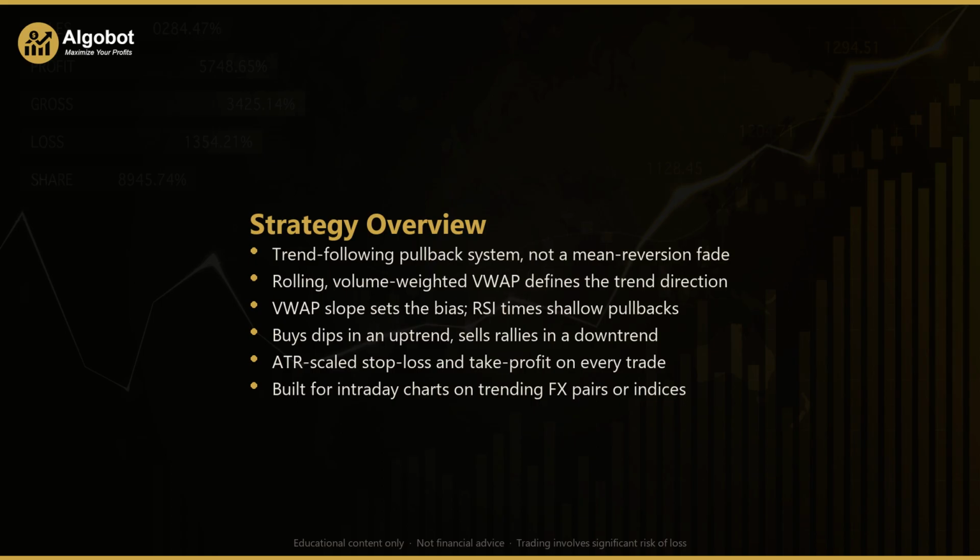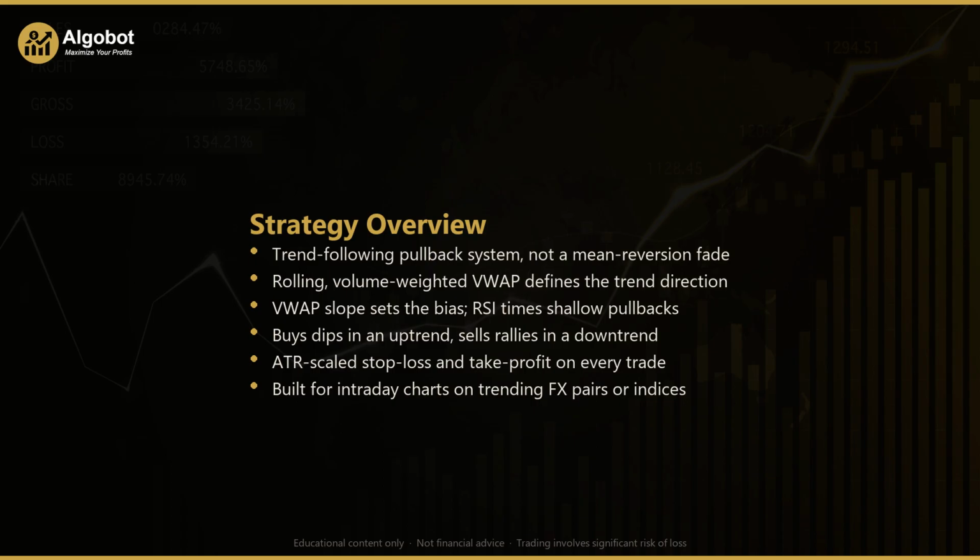The strategy then measures the slope of that Vwap line. It compares the Vwap calculated now against the Vwap calculated a few bars earlier, 5 bars back by default. If the line is rising and price is trading above it, the EA treats that as an uptrend. If the line is falling and price is below it, that's a downtrend. By only trading in the direction of the slope, the strategy aims to stay on the right side of the broader order flow.